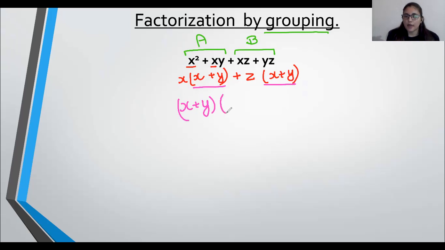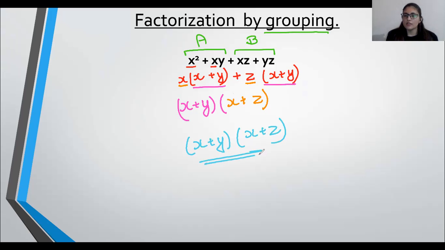So inside the bracket, what will we get? This x will be left behind, and over here, this z will be left behind. So this is your answer, and you are done with your solution. Your answer is x plus y in one bracket multiplied by x plus z in the second bracket. See how simple it is. You just need to think and understand the question very properly.